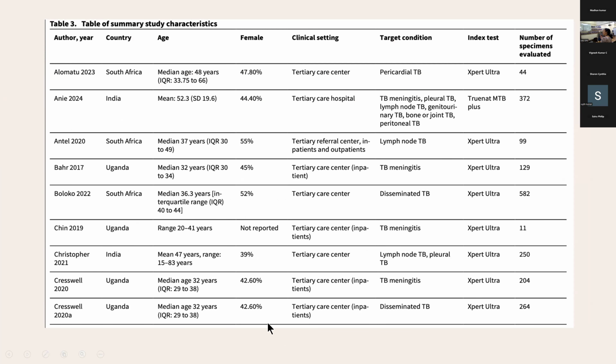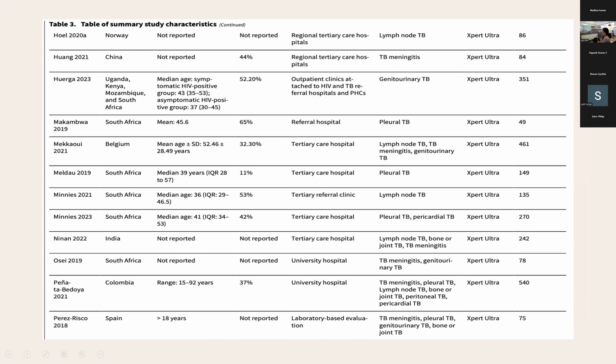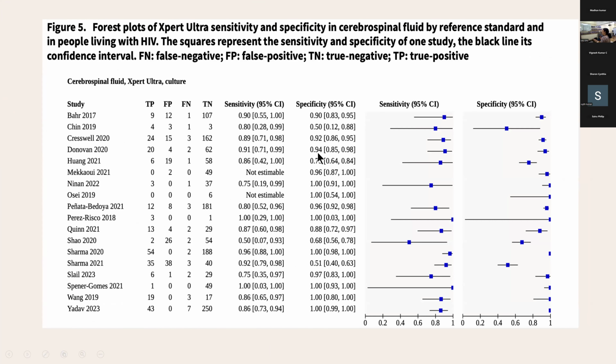So this is the summary of studies. They've given you this table: the author, the country in which it was done, the median age, the clinical setting, target condition, index test, and the number of specimens. They have actually given it for each of the studies. This is their forest plot for each study. So you have each study listed here. They give you true positive, false negative, true negative. Sensitivity and specificity with confidence interval is provided for each.